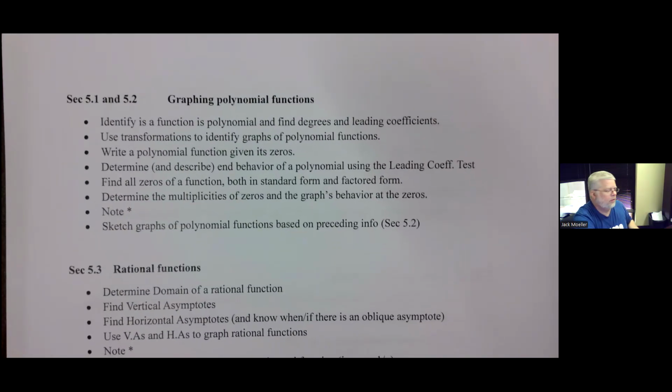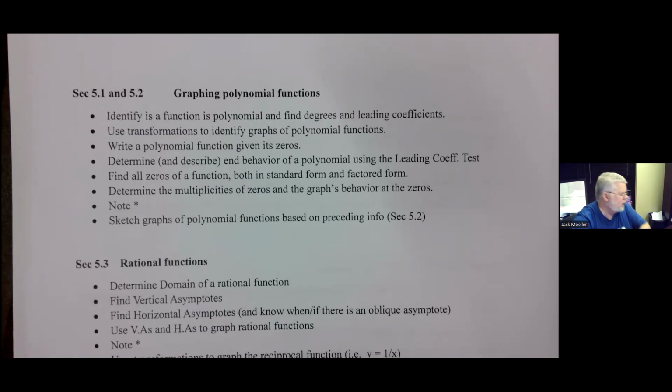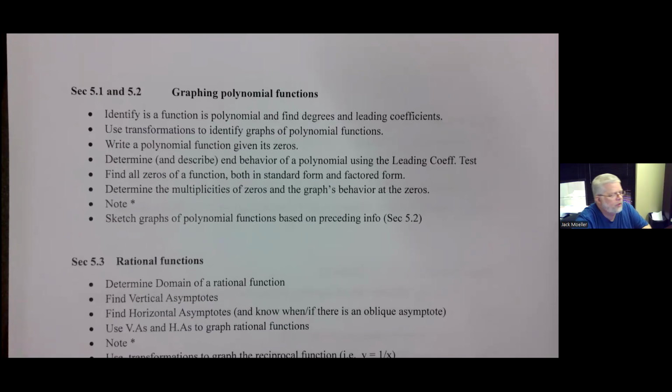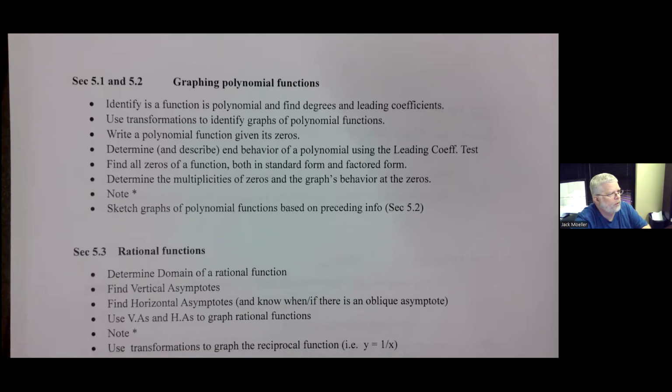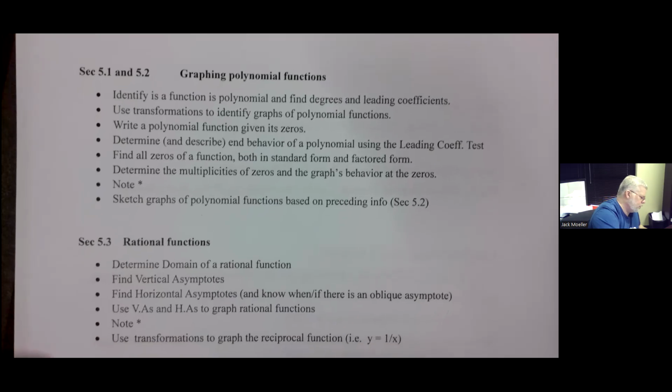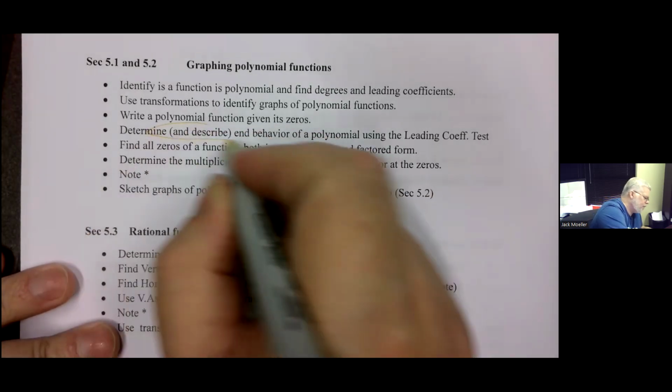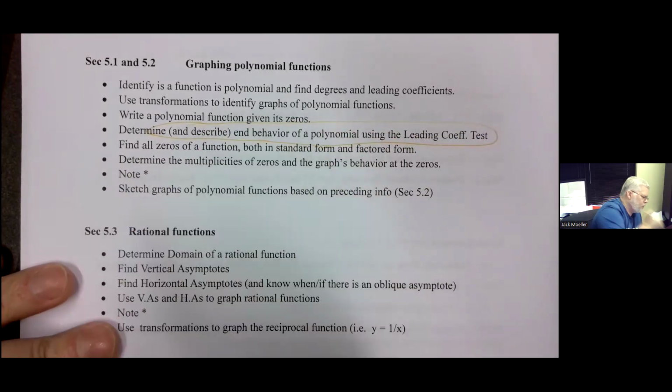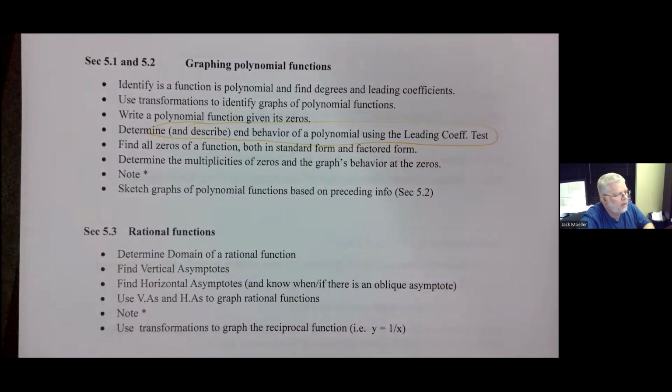The second third of the test, or maybe closer to 40%, is graphing polynomials. And remember, the only difference between 5.1 and 5.2 is that 5.2 is where the longer multi-step problems really come into play. There are a few of those in 5.1, but most are reserved for 5.2. The main thing with graphing polynomials is you have to know the end behavior. Is it an upward or downward parabola? Is it an upward, downward S shape? Okay, that's core to this.